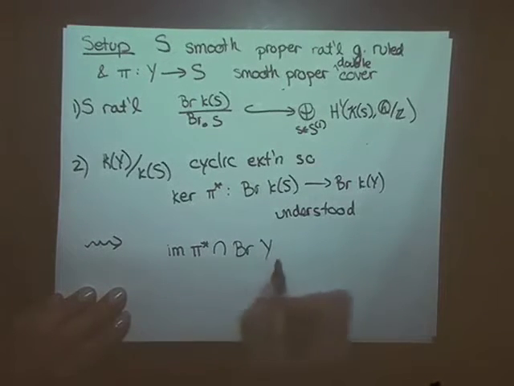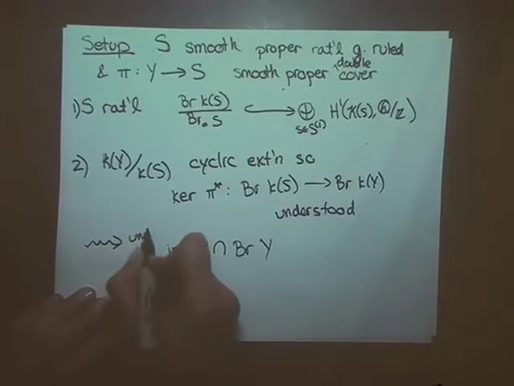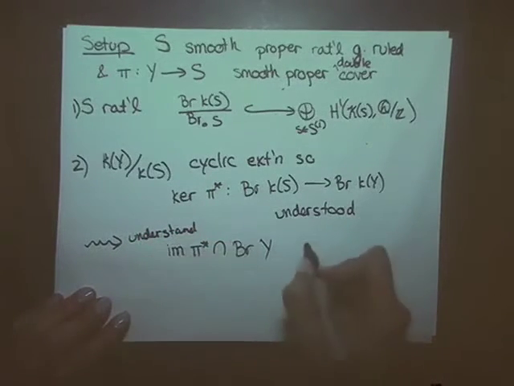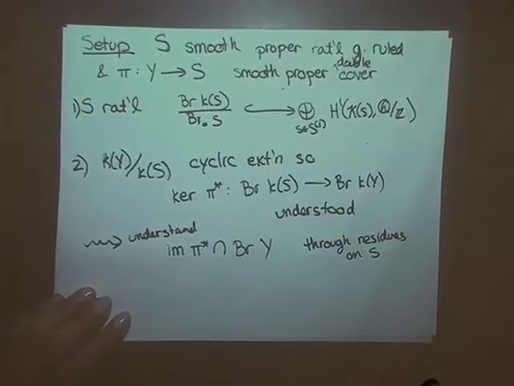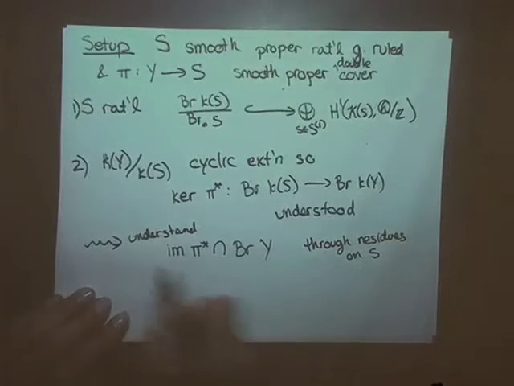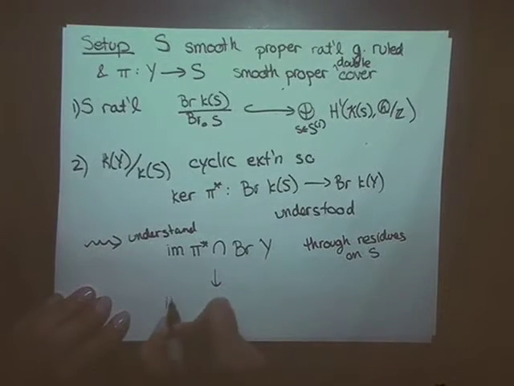So I can understand this through understanding residues on S, and actually, we'll see later, I don't have to study residues at all codimension 1 points. I can very quickly restrict to a finite set, and even shortly after that restrict to just considering them on a single curve. Okay, so I can understand this group, and also this works over any field.